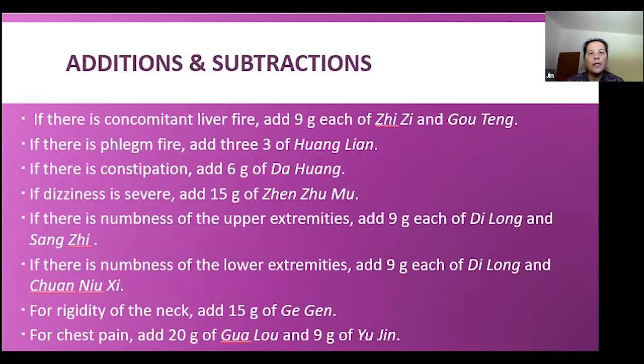And modifications. 栀子 still clears more heat from 石胶, 钩藤 removes internal wind, and 黄连 clears heat. If there is more heat, we add 黄连. And for constipation, we add 大黄. And with more dizziness, more internal wind, we add 珍珠米. More numbness, we add 地龙. And we can also add 桑枝, still PTM herbs that go to the channels.